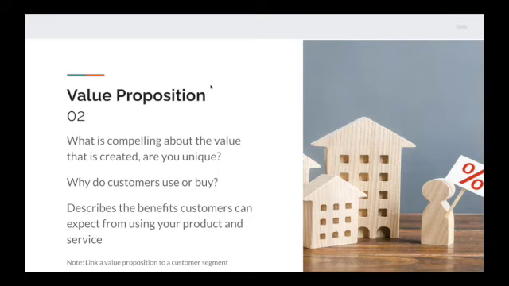Sometimes when you figure out what you're really good at, you realize the customer that you had identified previously probably doesn't really care about what you're doing, and so you have to find a new customer persona or segment. So this also describes the benefits that the customers can expect from using your product and service, and that's pretty difficult to just predict. It takes a long time to understand what you're really good at and be able to concisely explain it in a value proposition.